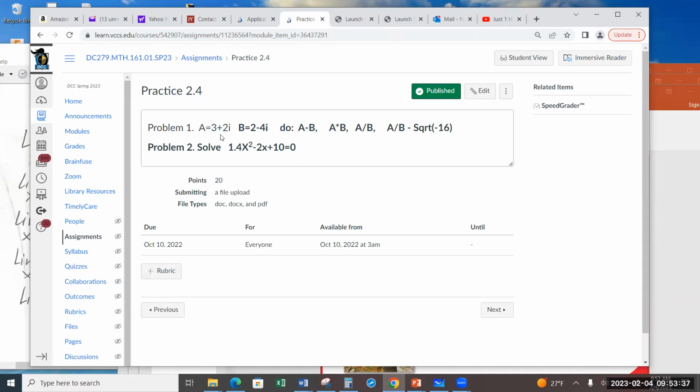You have A and B, and you have to subtract them. I'm not asking for adding because it's easy. A minus B, A times B, A divided by B, then A divided by B, square root of -16. Then solve the quadratic equation the same way. All right, we'll stop here.